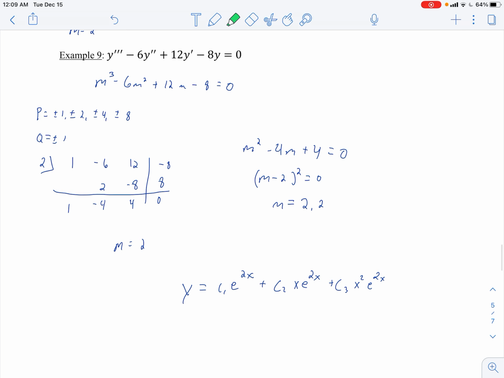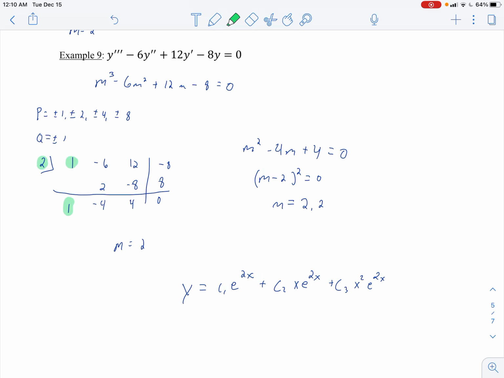Alright. So example 9, y triple prime minus 6y double prime plus 12y prime minus 8y equals 0. So here we have a third order linear differential equation, and we're going to solve for m. So again, I put in the auxiliary equation, and again, I'm trying to find numbers that go into -8 to find my possible zeros. So 1, 2, 4, and 8 all go into 8. Let's try 2, see if that works.